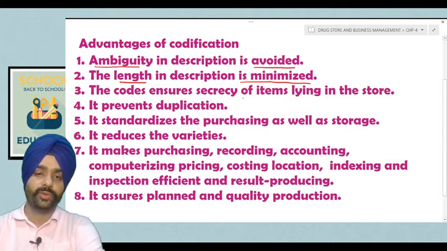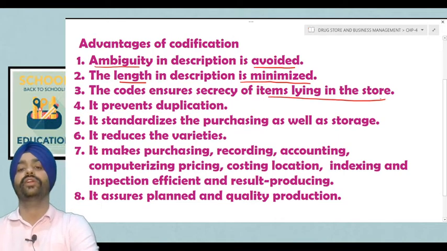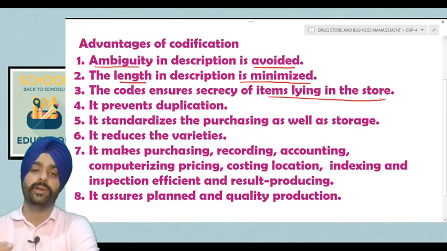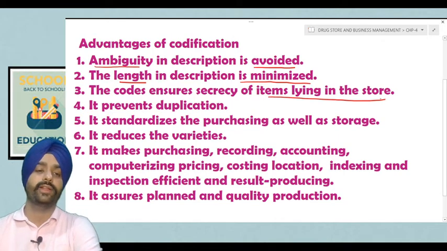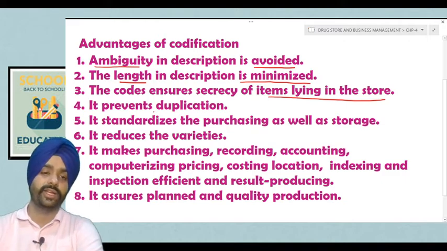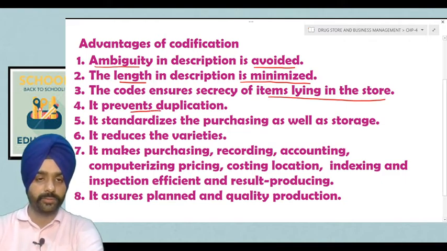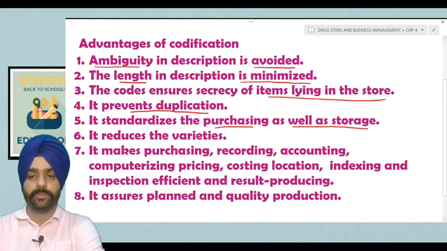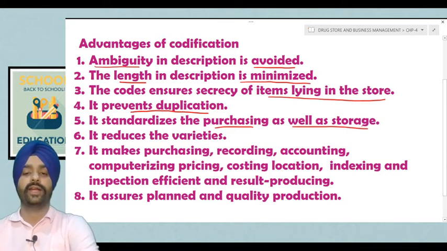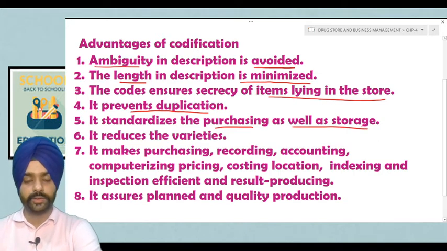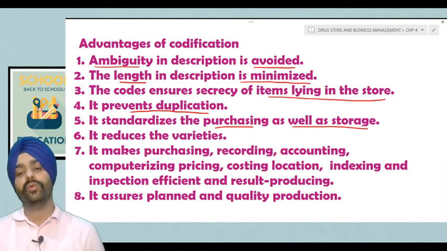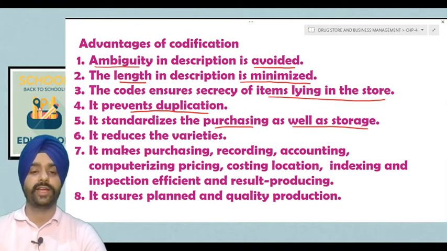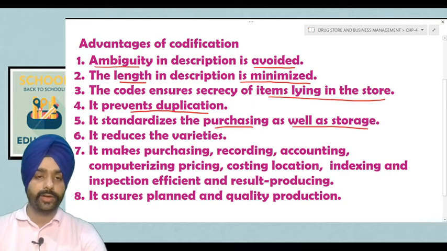The codes ensure secrecy of items lying in the store. So anyone outside the store cannot easily recognize the particular code and identify the item. It maintains secrecy. It prevents duplication, which we already discussed. It standardizes the purchasing as well as storage, because if a particular code is assigned to a particular product, then during the purchase order only the codes will be mentioned, which will standardize the purchasing procedure. It reduces the varieties.